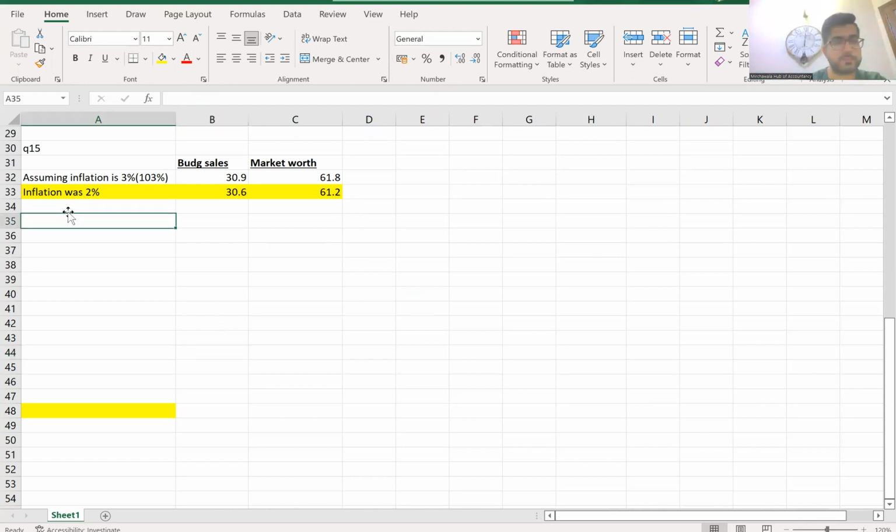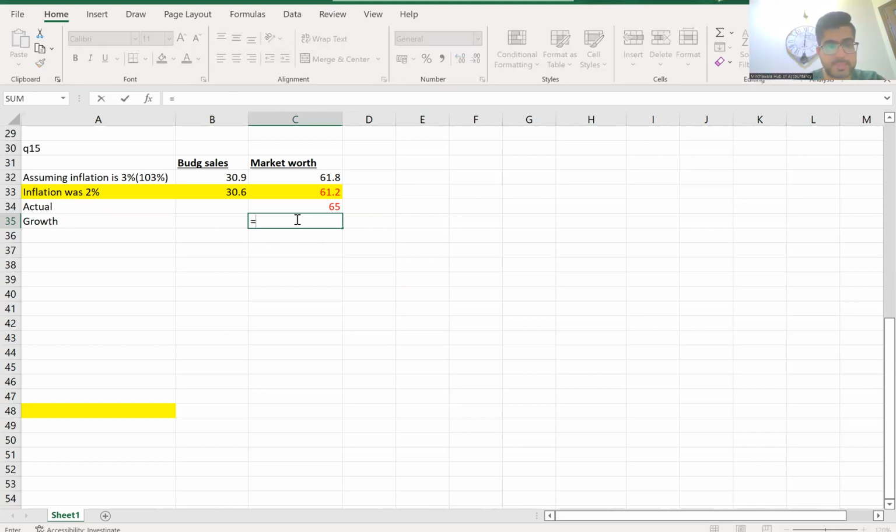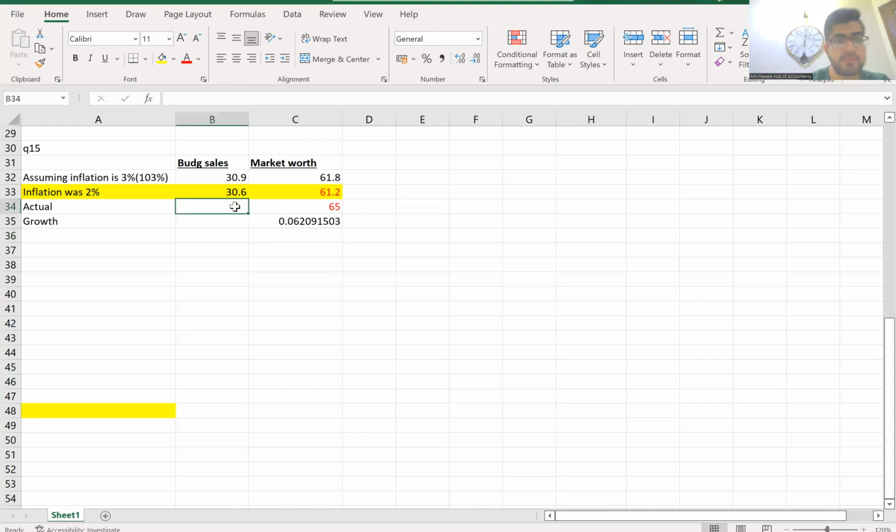But actually, the market worth was 65. Okay. That means your budget was that market worth would be 61.2. Actually, market worth was 65. That means growth of market was, take the difference, 6.2%.